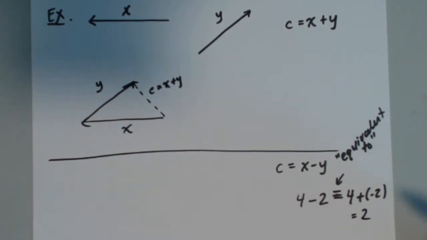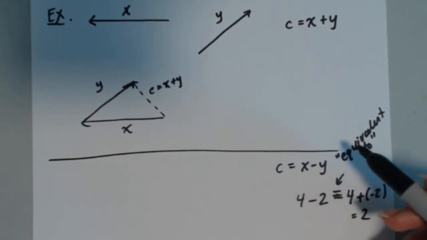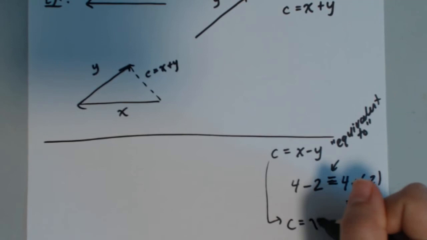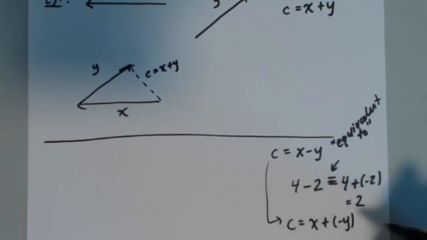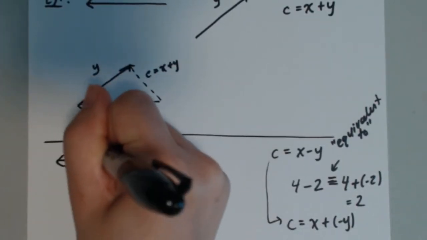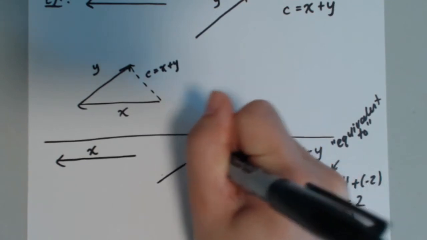Pretty easy. So what I'm going to do is the same for vectors. Instead of having c is equal to x minus y, I'm going to have c is equal to x plus negative y. All right, so this way I still am adding two vectors. In other words, I still add them tip to tail. But I have to figure out what negative y is. So let me just draw these here again. So I have x and I have y.